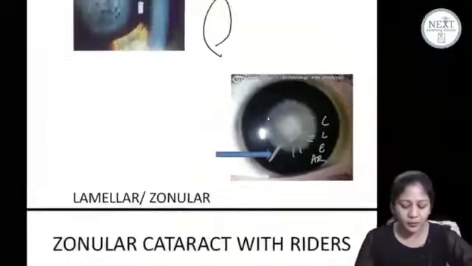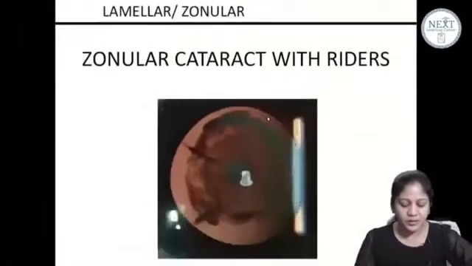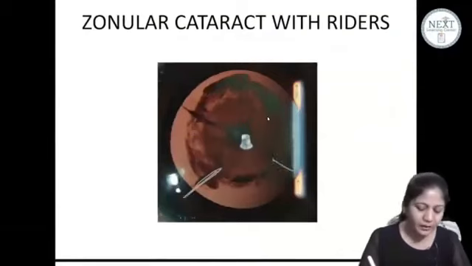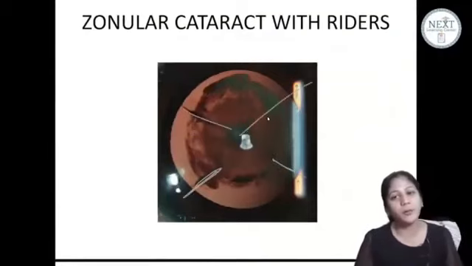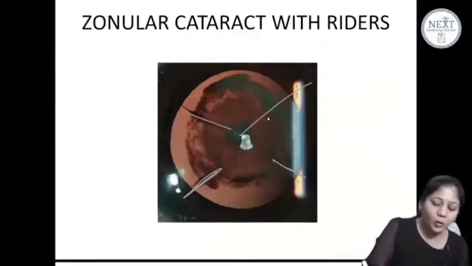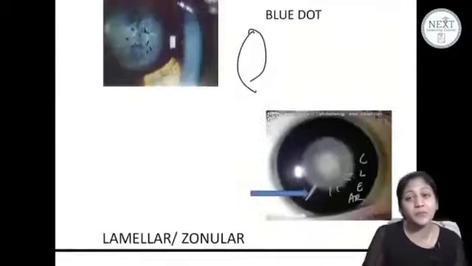Okay, I have one more picture. I'll just show you. So this is again your zonular cataract with riders. Okay, these things coming out like this, this is your spoke of wheel appearance. All right. Now my next question is how the mother comes to you.